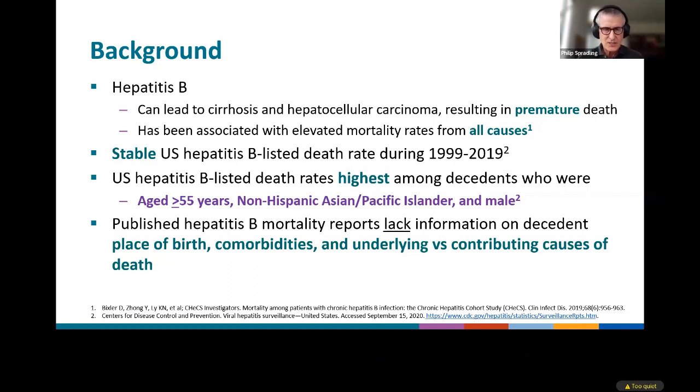Among the decedents during this period, most were over age 55, most were non-Hispanic, Asian, Pacific Islander descent, and were male. And published US hepatitis B mortality reports have lacked information on decedent place of birth, on comorbidities and underlying versus contributing causes of death, in addition to the fact that they generally look at the nation as a whole. So it's sort of a homogeneous picture of mortality. Next slide.